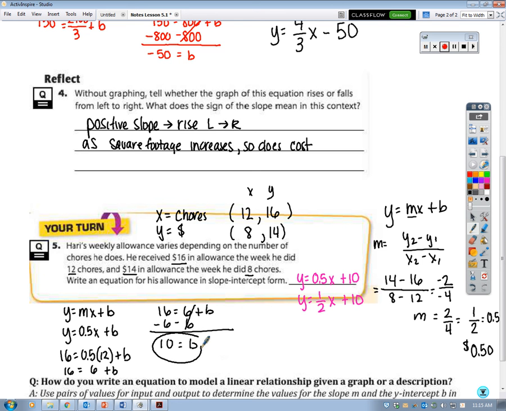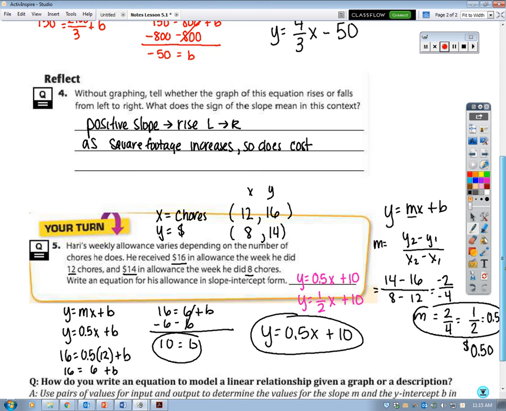So I've got my intercept, I've got my slope, and that gives me y equals 0.5x plus 10. Harry gets $10 a week for allowance, plus 50 cents per chore he does every week.